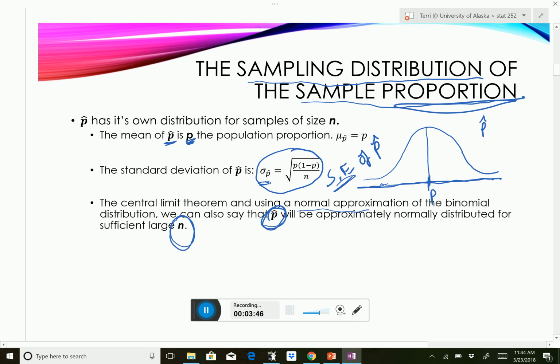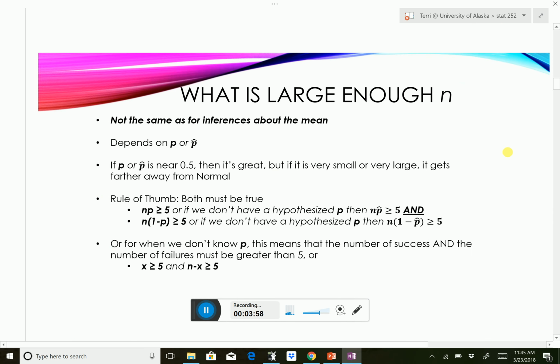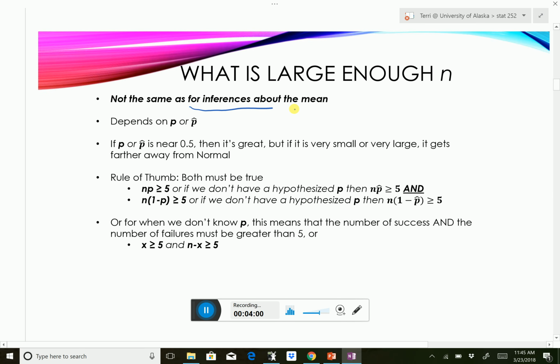Okay, forget what you know about 30. That was our rule of thumb for means, but when we're going to make inferences about proportions, we need to change that. It's no longer about the means. It depends on the p or the p hat, depending on if we have a p or not, and that depends on if we do a confidence interval or a hypothesis test.